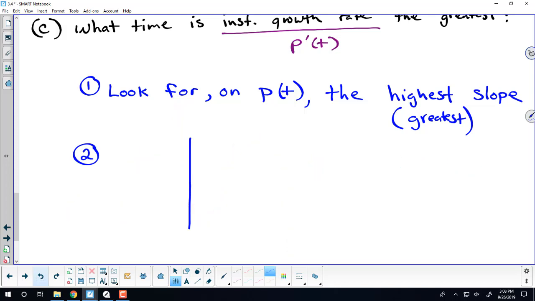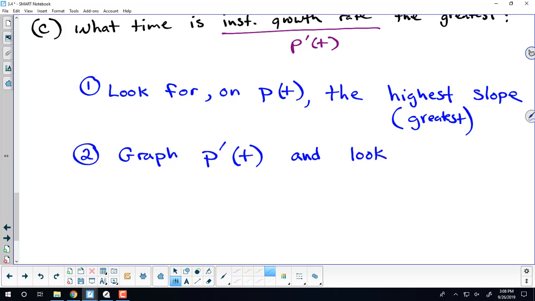So the other approach, I mean, like I said, maybe it was a trick question, is to just graph P prime, the growth rate, and look for the highest point. For now, that is the best way to answer that question. So where is the instantaneous growth rate the greatest? I don't know, but I know what the instantaneous growth rate function is.